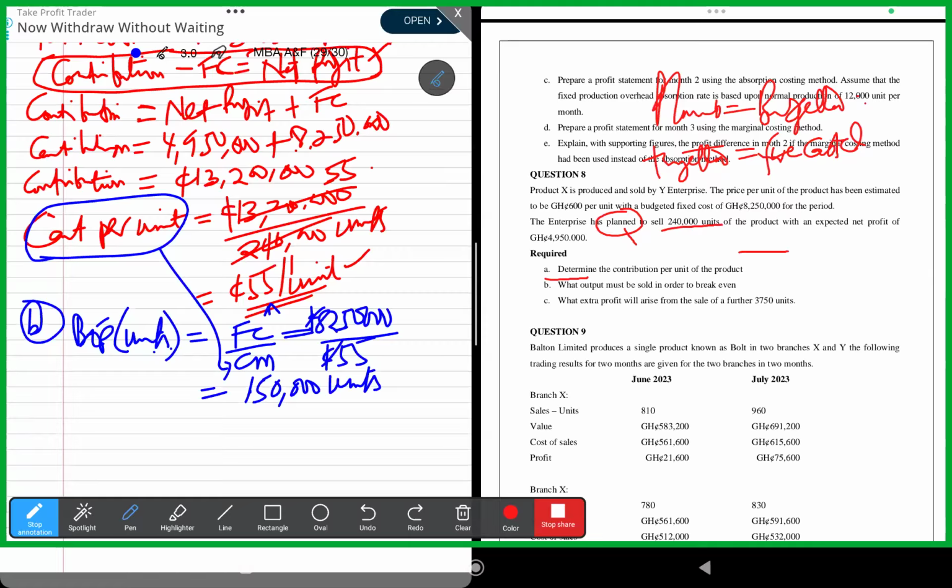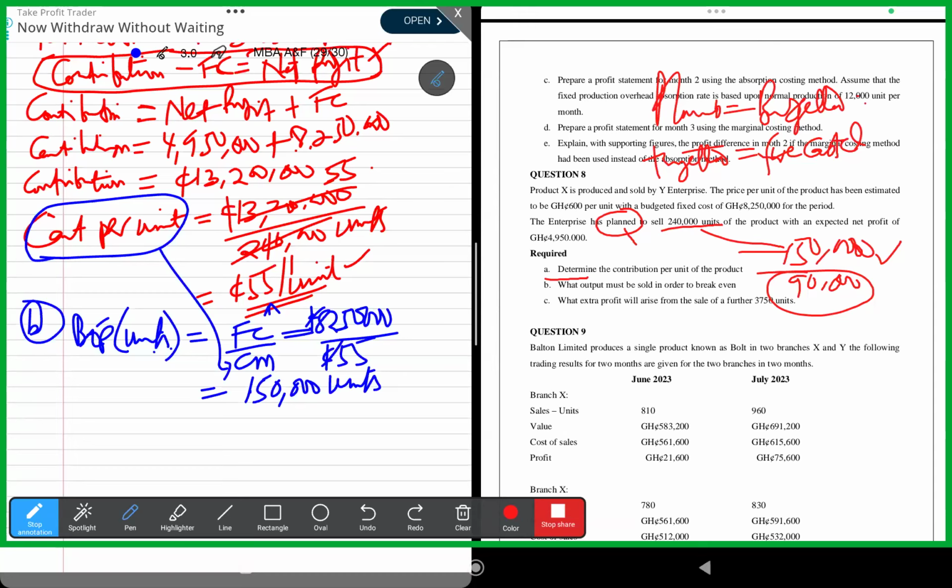All right. So out of this 240,000, by the time they sell their first 150,000 units, they will break even. And the remaining balance is 90,000. When they first sell 50,000, they'll make a loss. When they sell 70,000, 100,000, 120,000, 130,000, 140,000, they'll make losses. But immediately they sell 150,000 units, they'll break even. They'll neither make a profit nor a loss.